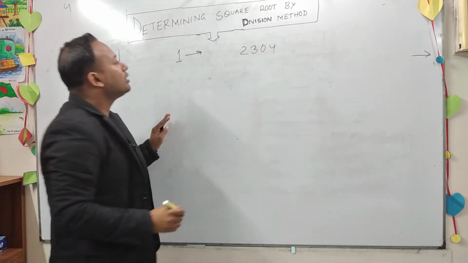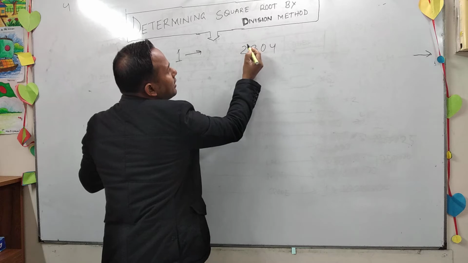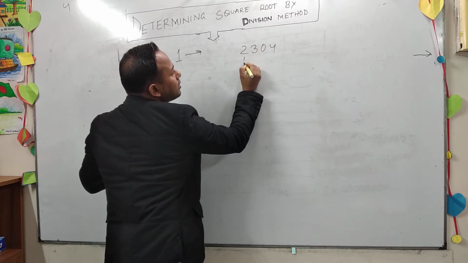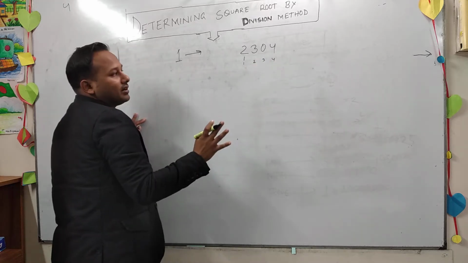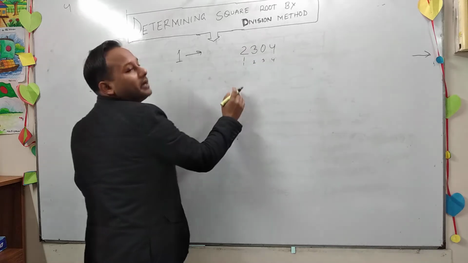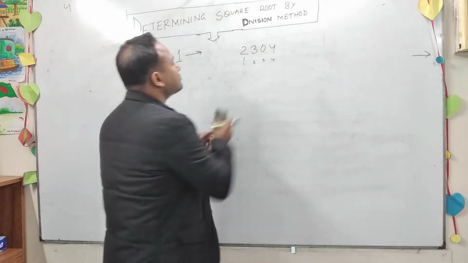First we will have to draw horizontal lines. We have 4 digits, 1 2 3 4. Out of these 4 digits we will make 2 pairs, like this.